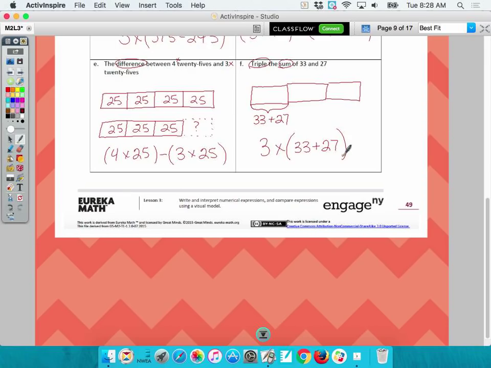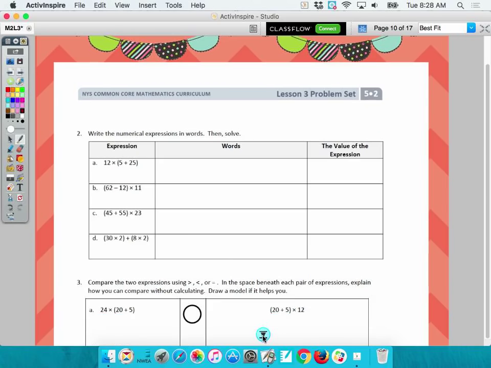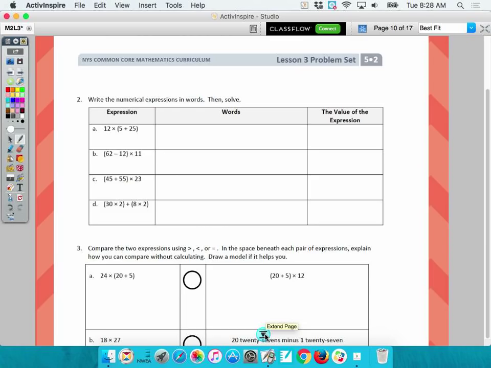Okay, let's see what the back of this has in store for us. Looks like we get to do some solving, finally. The value of the expression right here means to solve it. So that will be fun, won't it? Write the numerical expressions in words. Oh no. And then solve it. Now, in words, can we go back to the front and copy down what we did? Yes. Yeah, we can.